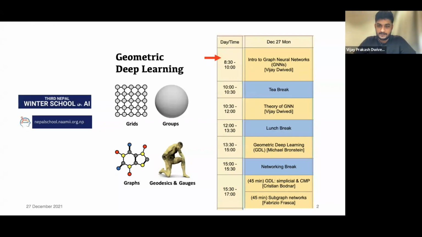Geometric deep learning is a framework to study different kinds of data domains for which deep learning models can be developed and studied under one common framework. So I'll be starting with graphs, and I'll have a recap of the deep learning that is done on grids and how we generalize to graphs. My lecture in the first and second session will be mostly focused on graphs and graph neural networks.